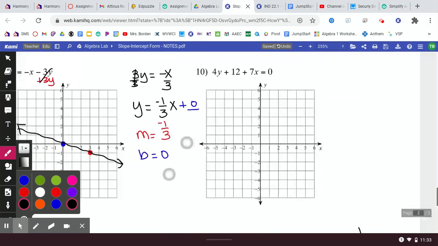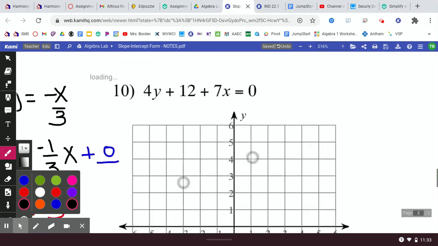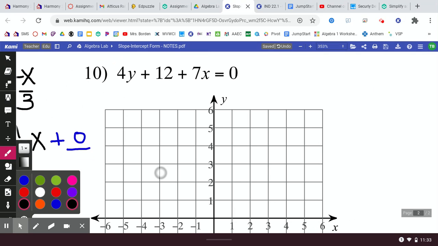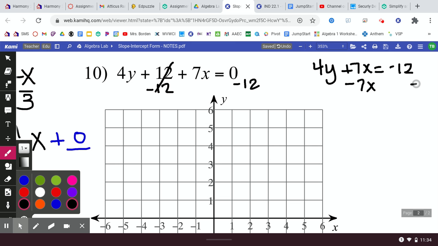All right, last one. This one is one that's just everything's all in a crazy spot. So we little by little got to get everything where we want it. So Gabby, what would my first move be? Okay, if I subtract 12 and I subtract 12, that gives me 4y plus 7x equals negative 12. All right, Corbin, what's next? Good. Subtract 7x and subtract 7x.